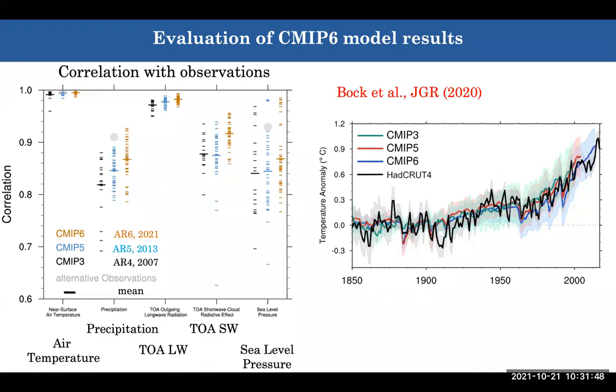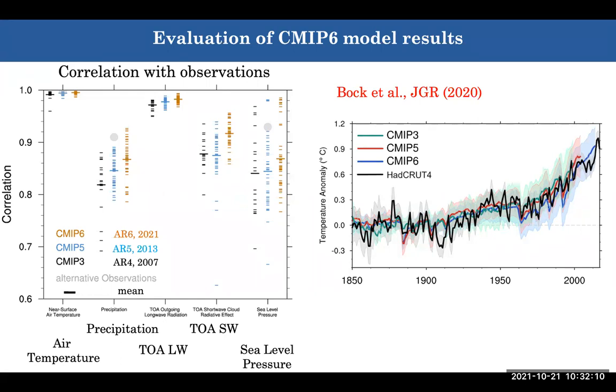You also see with the gray bullet, that if you look at alternative observations, there are also uncertainties between the different sets of observations. So it's not that easy to really have a good estimate of the observations for precipitation.